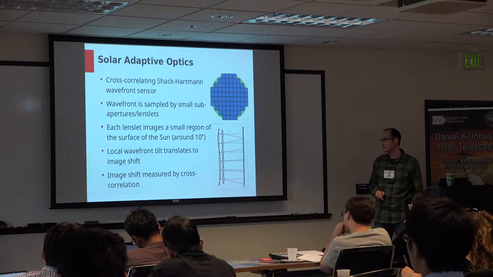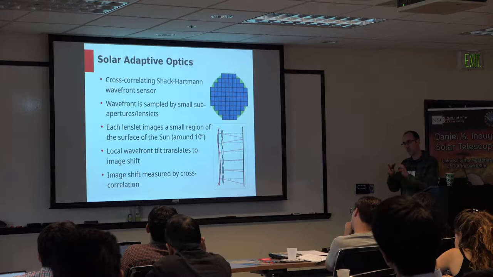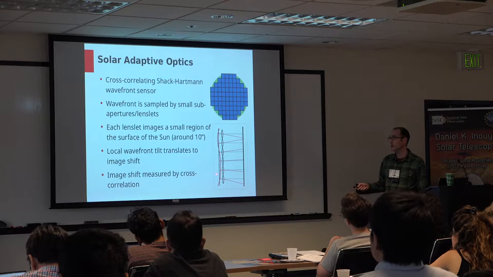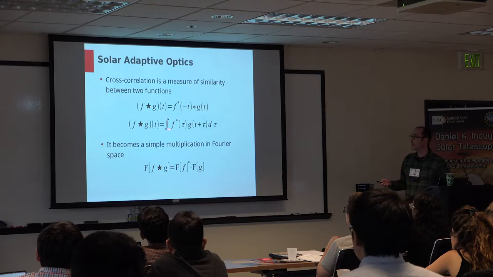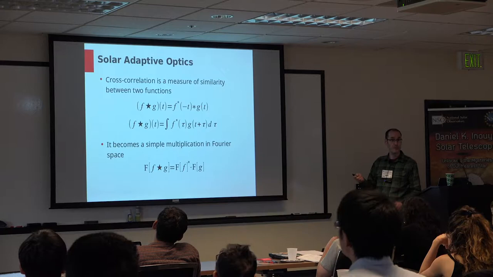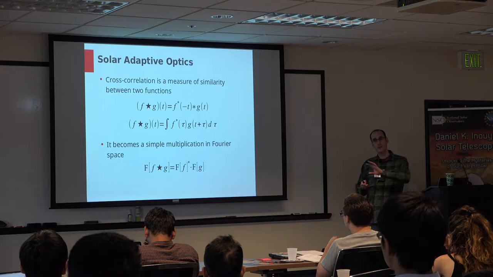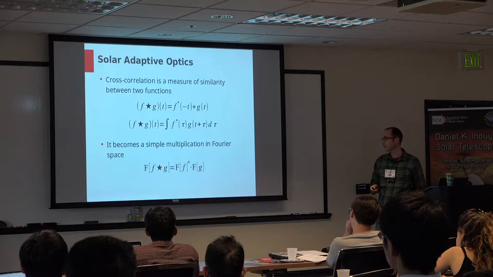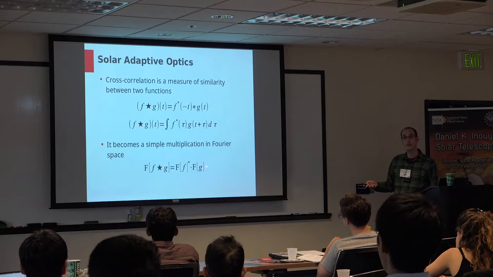So in solar, to measure these shifts between the solar images that we're imaging in each one of these superapertures, we're going to use a mathematical tool called a cross-correlation. And this is what a cross-correlation looks like mathematically. It's basically a measure of similarity between two functions. It's similar to a convolution, but the sign here is switched, if you happen to remember the formula for a convolution. So you can cross-correlate all the superaperture images to a reference, and then you can measure the shift between them. And this operation has the nice property that it simplifies in the Fourier domain. It becomes just a simple product, and we can take advantage of this to optimize our calculations.